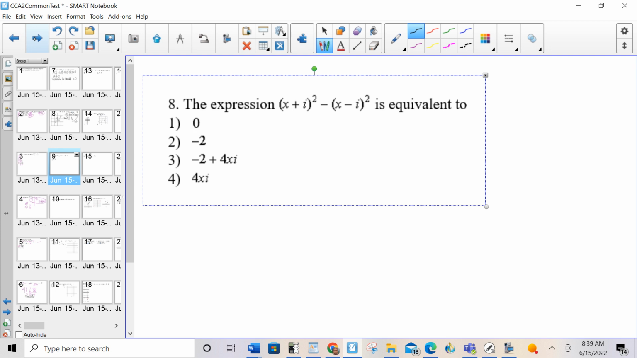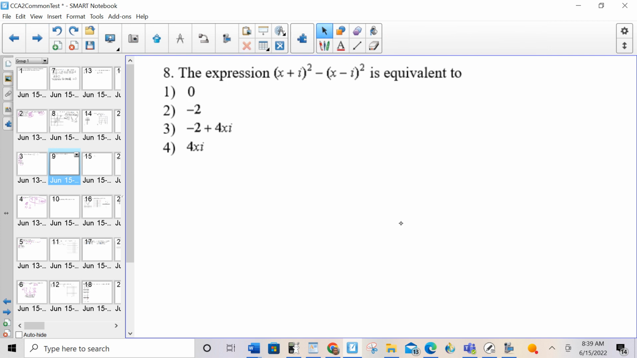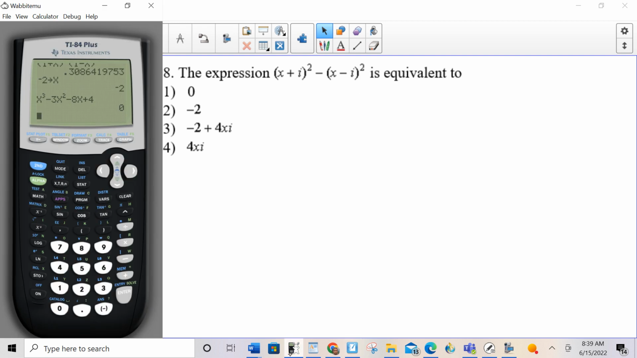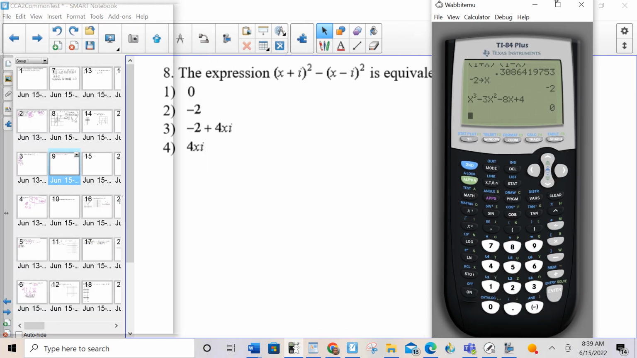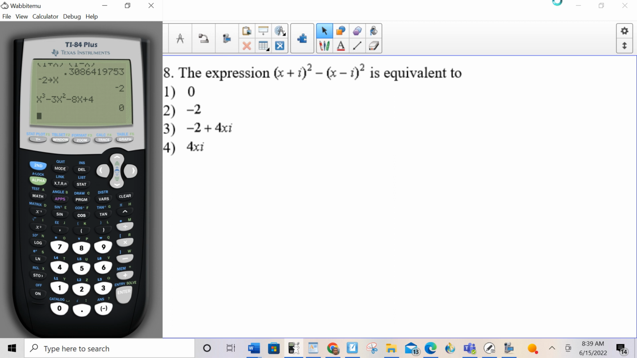So, two ways to do this. I see variables in the problem. I see variables in the answers. So, again, I'm going to use my multiple choice strategy. You thought I was done with it? I'm not. X plus i squared minus x minus i squared.